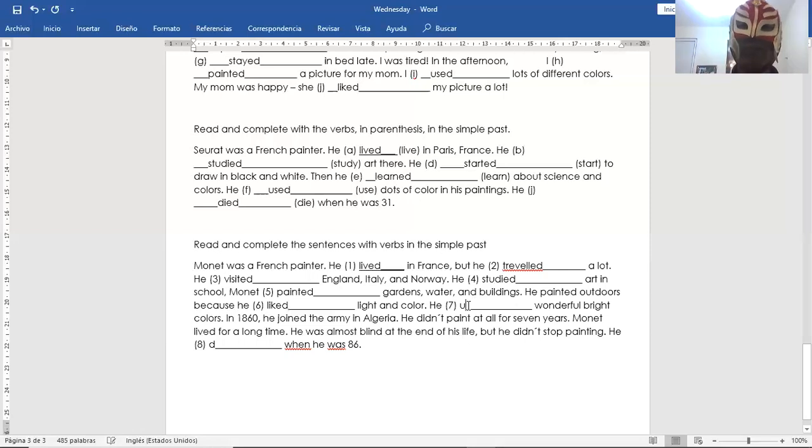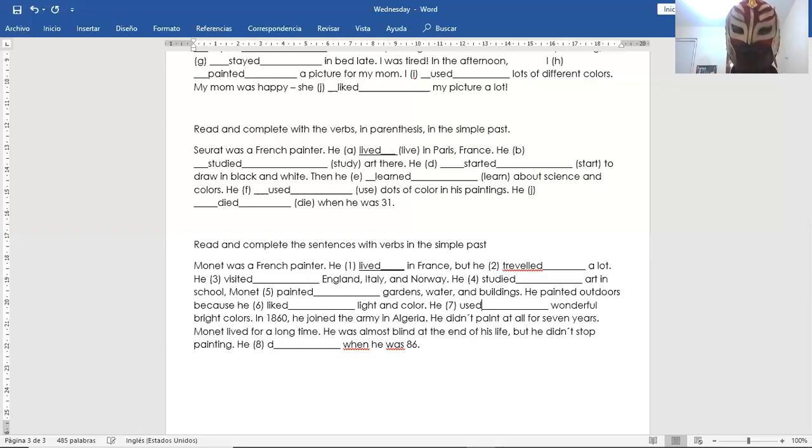A verb that begins with letter U, use. And you have to write it in simple past, used. The simple past of use is with ED because it's a regular verb. He used wonderful bright colors. In 1860, he joined the army in Algeria. He didn't paint at all for 7 years. No pintó para nada. He didn't paint at all for 7 years.